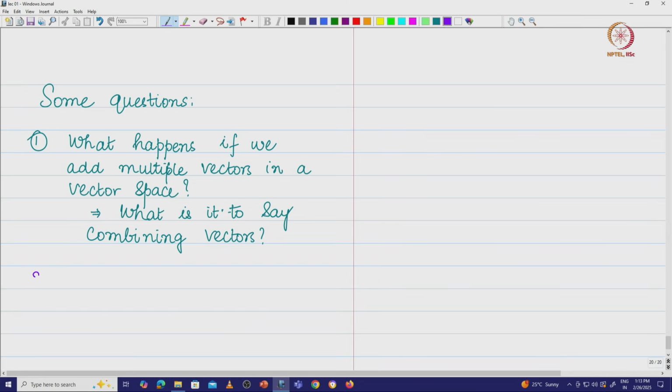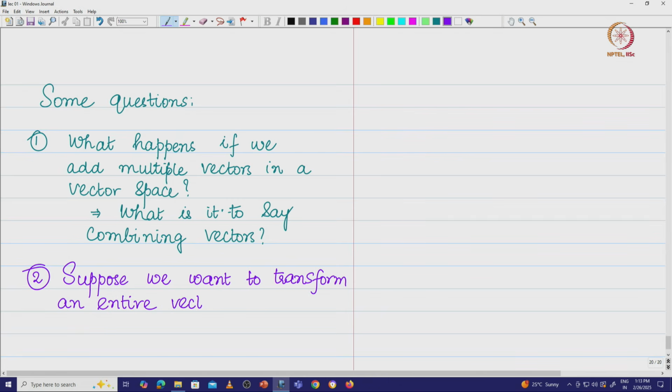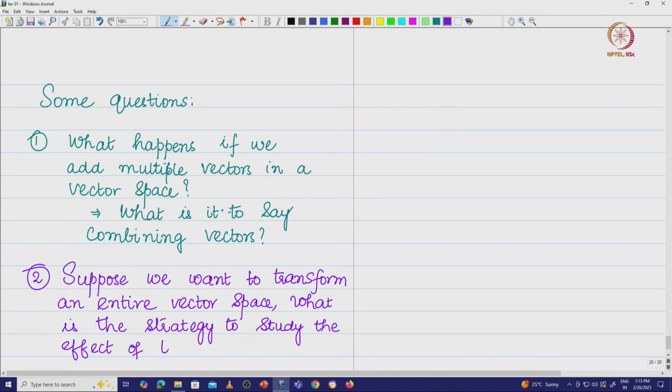Second question that we have is, suppose we want to transform an entire vector space, what is the strategy to study the effect of the transformation on the entire vector space?